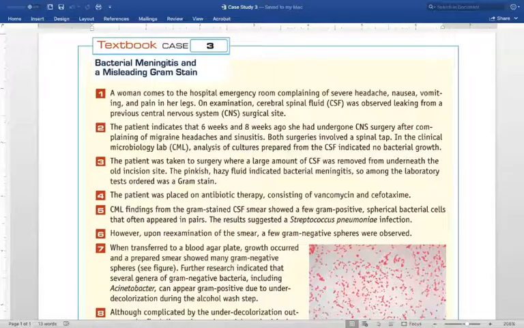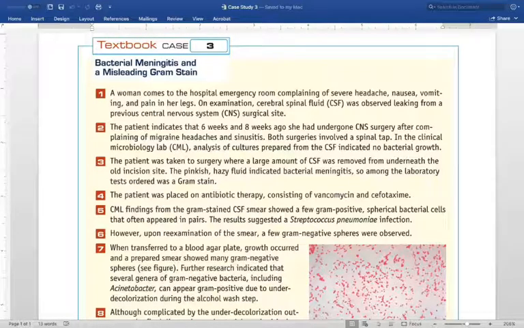Among the laboratory tests ordered was a gram stain. Patient was placed on antibiotic therapy consisting of vancomycin and cefotaxime. The findings from the gram stain CSF smear showed a few gram-positive spherical bacterial cells that often appeared in pairs. The results suggested Streptococcus pneumoniae infection. However, upon re-examination, a few gram-negative spheres were observed. And when transferred to a blood agar plate, which is a different type of growth media than what we've worked with so far this semester, growth occurred and the prepared smear showed many gram-negative spheres.